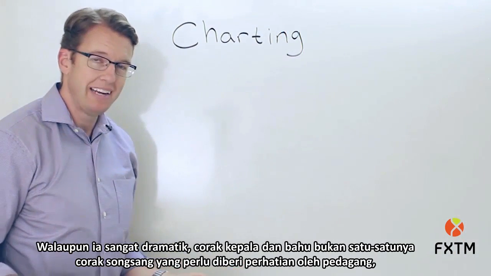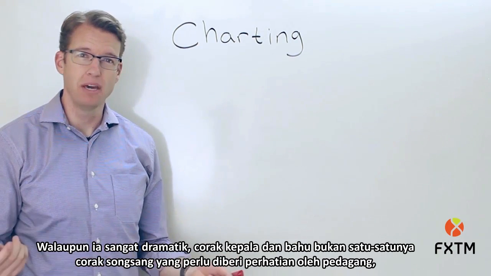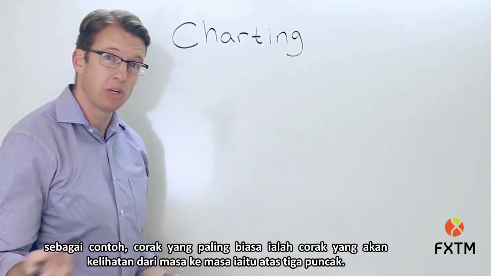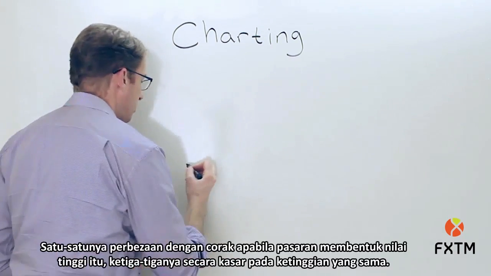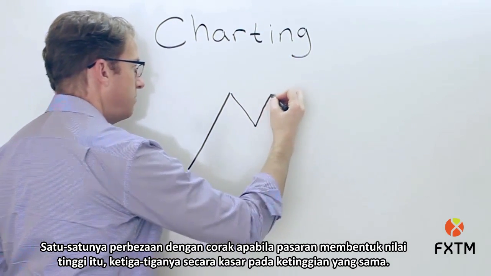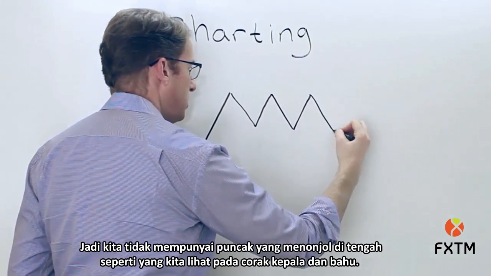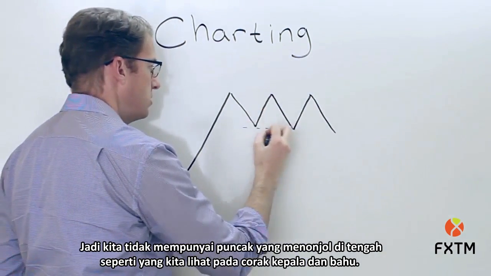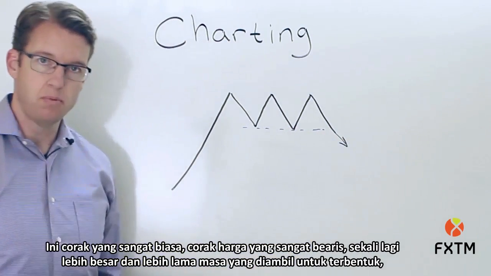Although it's very dramatic, a head and shoulders pattern is not the only reversal pattern that traders should be paying attention to. For example, a more common one that will appear from time to time is just a triple top. The only difference being that as the market forms those highs, they are roughly at the same height. So we don't have that prominent peak in the middle as we do in a head and shoulders pattern. That's a very common one, a very bearish price pattern.